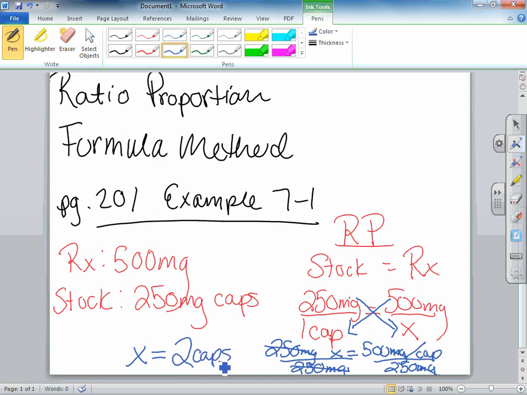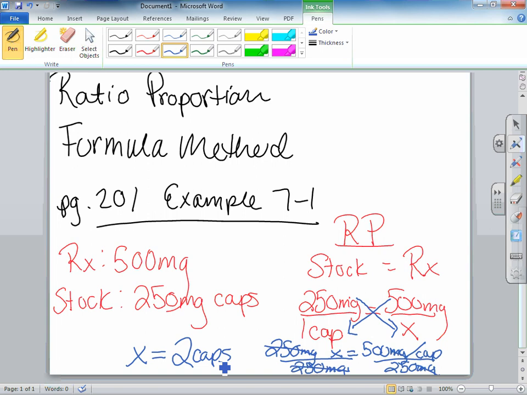Always provide your units. If you do not give me your units, your answer is wrong, because I need to know 2 what. Is it 2 capsules, 2 tablets, 2 milliliters, 2 ounces? You always provide your units when you're providing the dose. So this patient is going to take 2 capsules of what they have in stock to equal the 500 milligram strength the doctor has ordered.